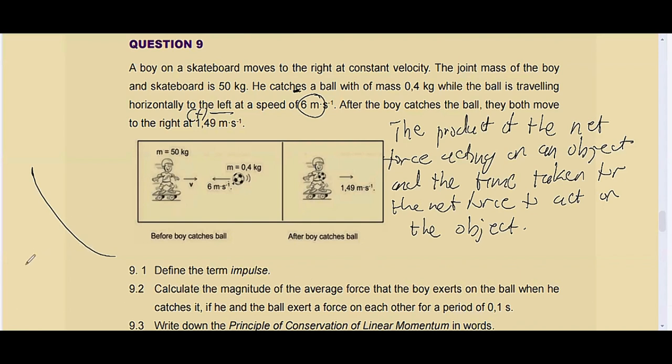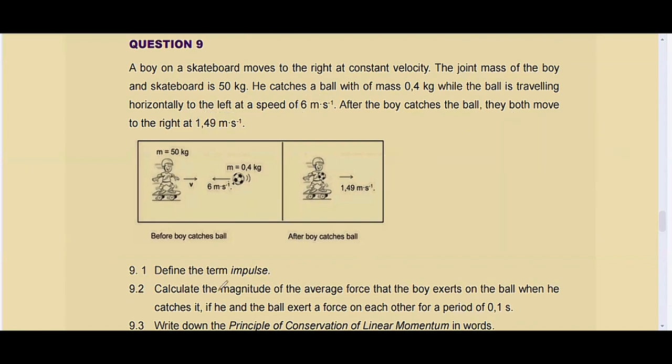Then 9.2 says calculate the magnitude of the average force that the boy exerts on the ball when he catches it, if he and the ball exert a force on each other for a period of 0.1 second. Right. So what are we supposed to do with this one? To calculate our average force, F net is equal to change in P over change in T. Right. So we can just go about and say M times Vf minus Vi over change in T, right?